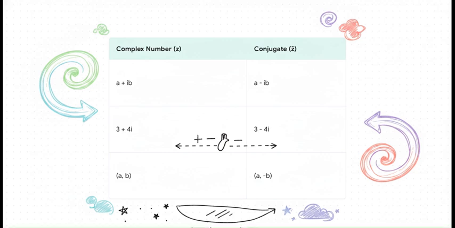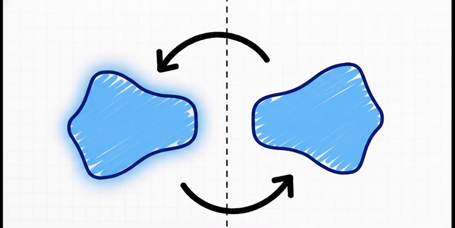Even if you see it written in that ordered pair format like a comma b, it just turns into a comma negative b. You are literally just flipping the sign of the imaginary part. Which actually brings us to this really neat logical little trick mentioned in the text. What do you think happens if you take the conjugate of a conjugate? Well, if you flip a mirror image again, you're right back to looking at the original, right? The conjugate of z bar is simply z. If you flip the sign from a plus to a minus, and then you flip it from a minus back to a plus, you end up exactly where you started.